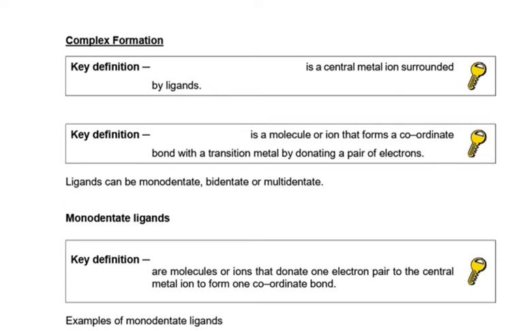This video will look at complex ions, ligands and coordination number. So some of the definitions to start with. A complex or a complex ion is a metal ion surrounded by ligands, and a ligand is a molecule or an ion, a species that forms a coordinate bond with a transition metal ion by donating a pair of electrons, so forming a coordinate bond with the metal ion.